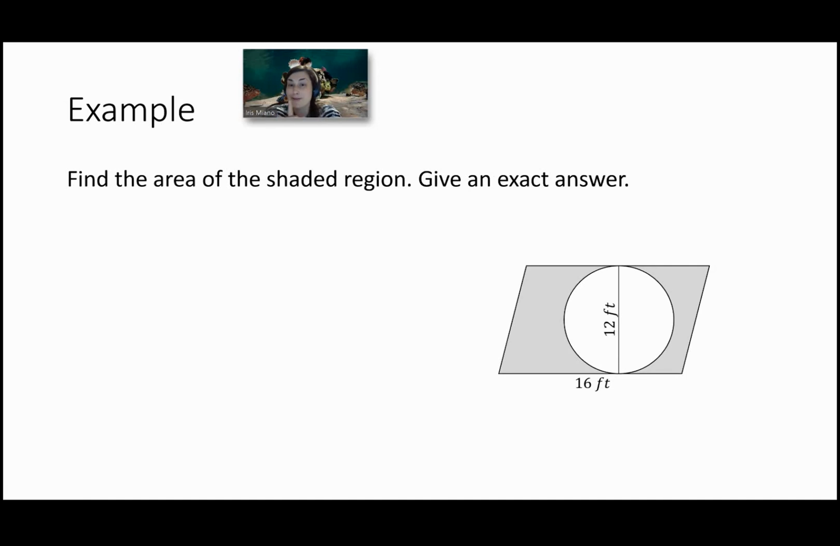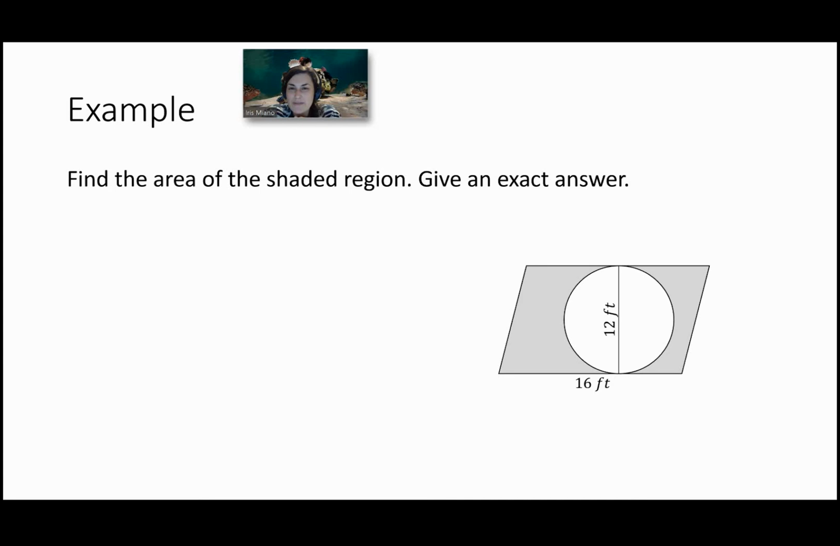We're getting close to the end here. Let's find the area of the shaded region. So we have a composite figure here. It looks like it's a parallelogram with a big hole punched out of it, right? A hole that happens to be exactly the height of the parallelogram itself. The height of the parallelogram, the 12 feet, happens to also be the diameter of the circle.